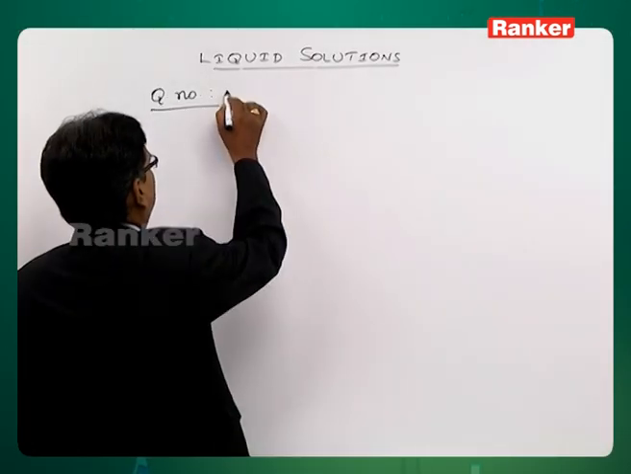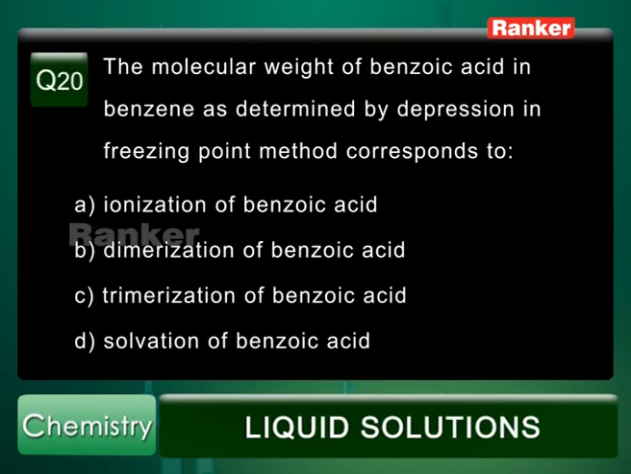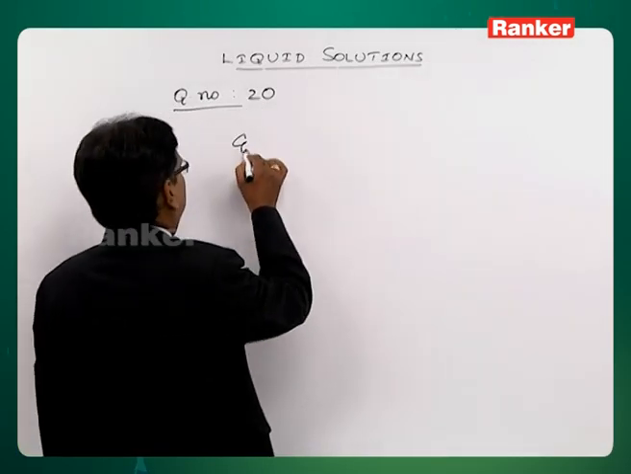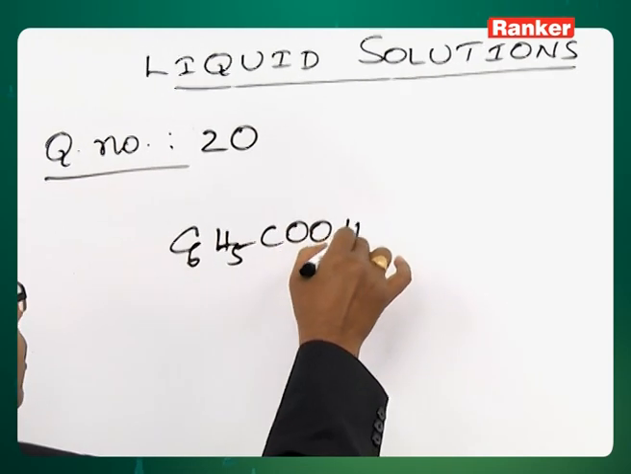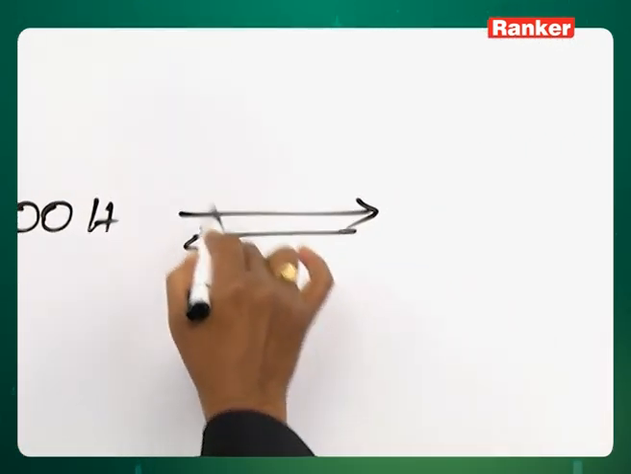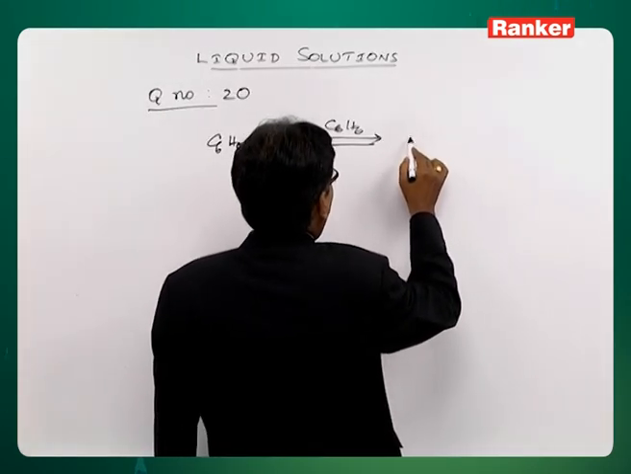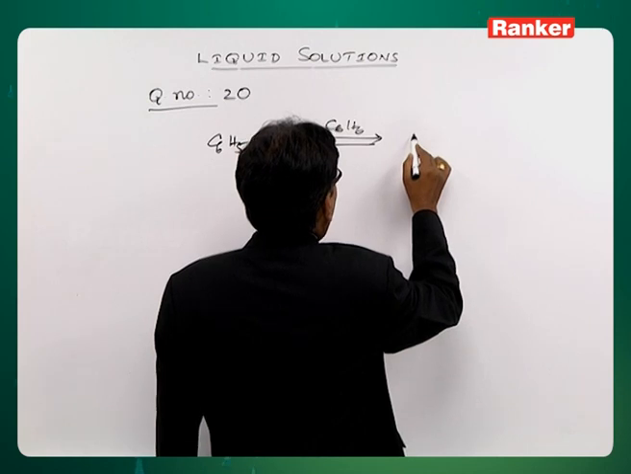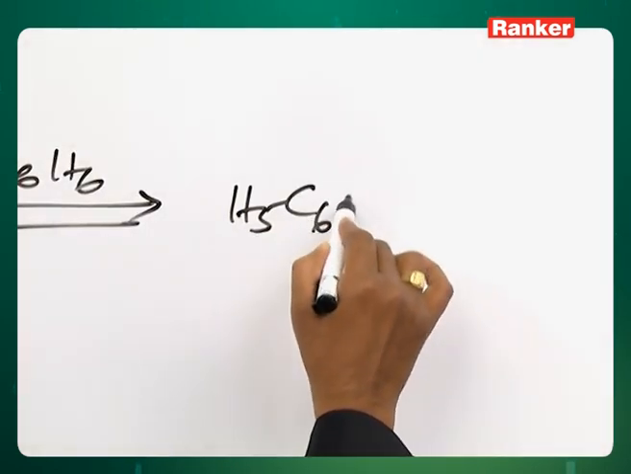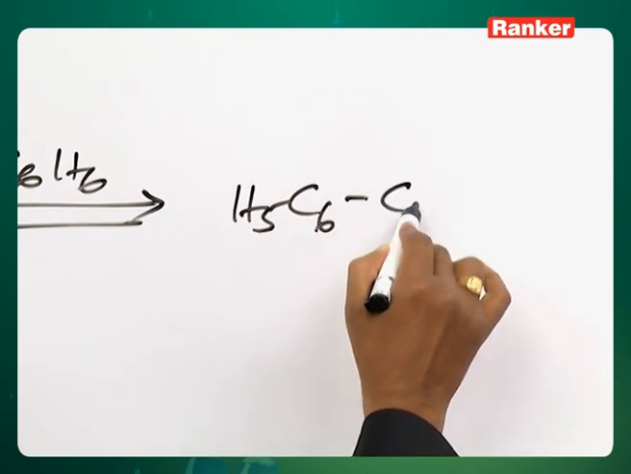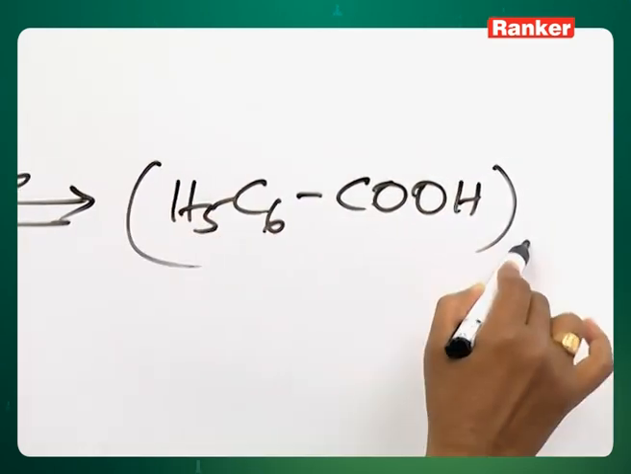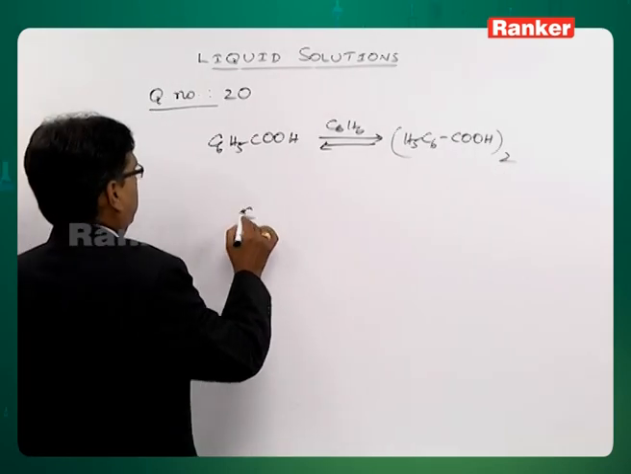Let us go to question number 20. This question says, the molecular weight of benzoic acid in benzene as determined by the depression in freezing point method corresponds to benzoic acid, C6H5COOH, in benzene solvent. It undergoes what? It undergoes dimerization. So, what you will get is the dimerization like this.